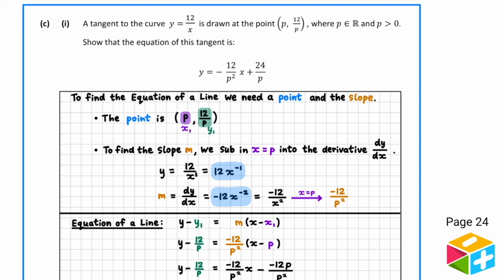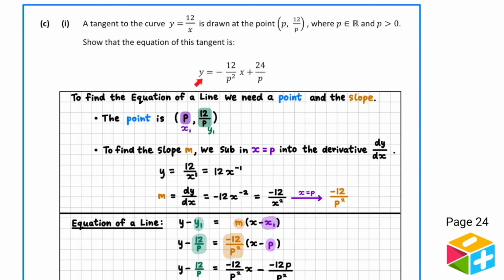We want to find the slope at the point p, 12 over p. The x value here is p, so to find our slope, we should sub in x equal to p into our derivative. This gives us minus 12 over p squared. We're now ready to sub in to the equation of a line formula. x1 is equal to p, y1 is equal to 12 over p, and m is equal to minus 12 over p squared.